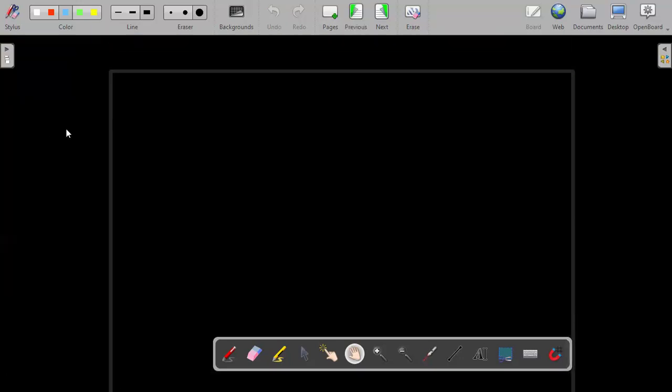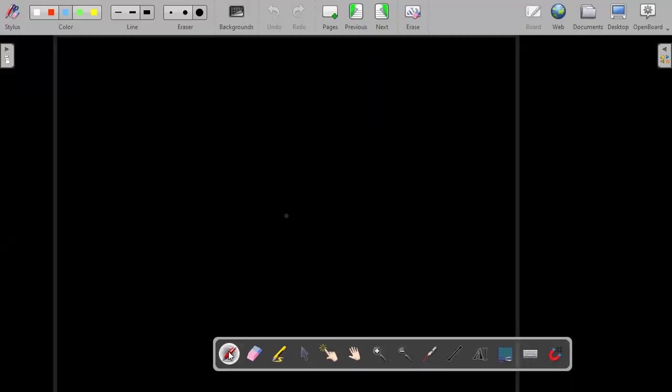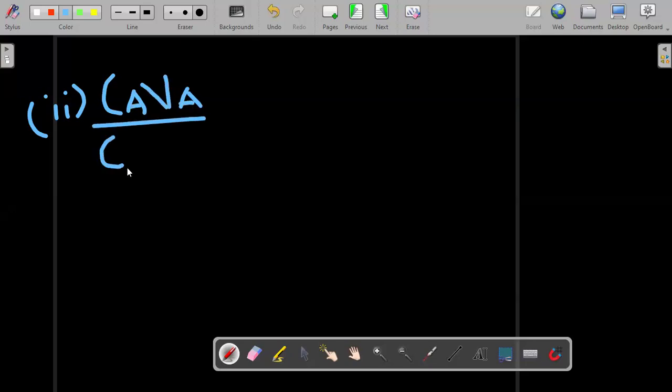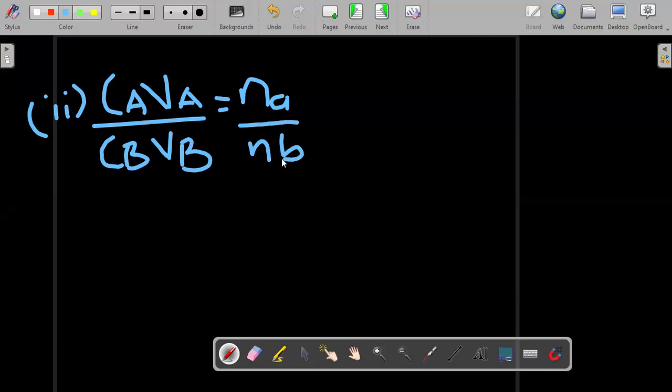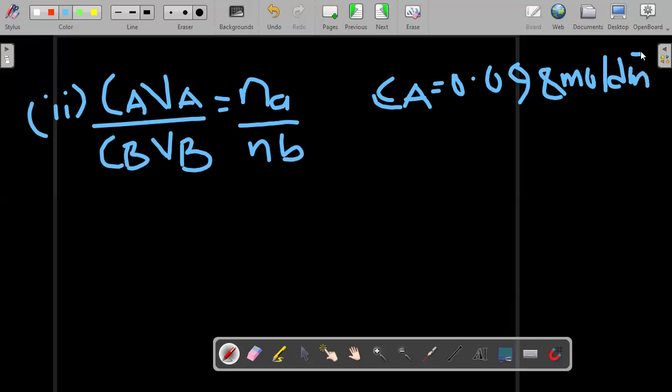Now, anytime you have a concentration and you are asked to find another concentration, here's what you must use: CA VA over CB VB equals NA over NB. So what's my CA now? The concentration of the acid we calculated was 0.098 mole per dm cube. You have to write them out. The concentration of the base is what I'm looking for.